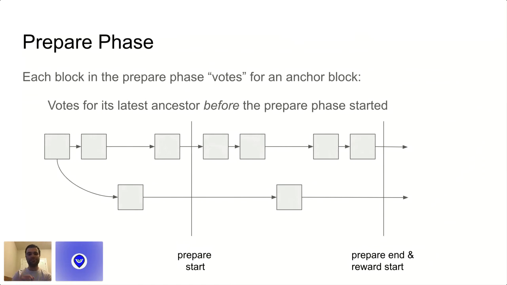Okay. So the process that we're going through during the prepare phase is like a vote counting process. So we go through each block in the prepare phase and count which anchor block that particular block is voting for. And the block that each block is voting for is its latest ancestor that occurred before the prepare phase started. So here we have the requirement that the anchor block is sufficiently old. And then we're doing this vote counting to make sure that the anchor block is sufficiently confirmed by enough miners. Okay. So let's count the actual votes here.